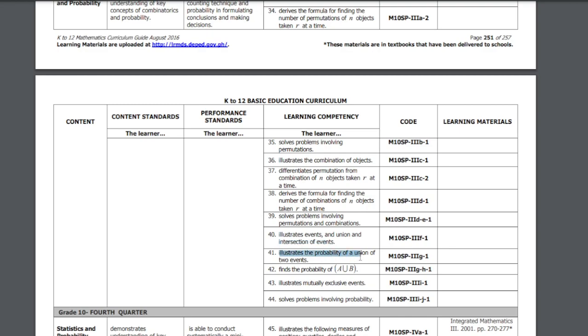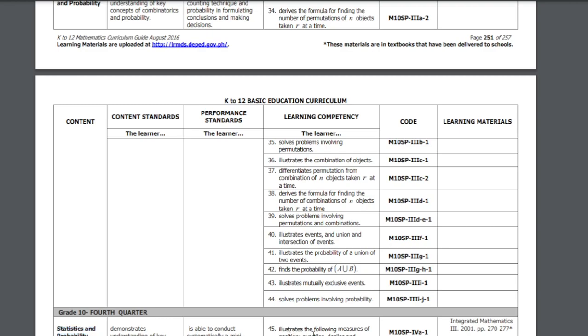Illustrate the probability of a union of two events. Find the probability of A union B. Illustrate mutually exclusive events. And then, of course, finally, we're going to solve problems. It's always going to be solving problems at the end. Once we solve the problems and you've mastered it, it's going to be a new topic. And in this case, a new quarter.